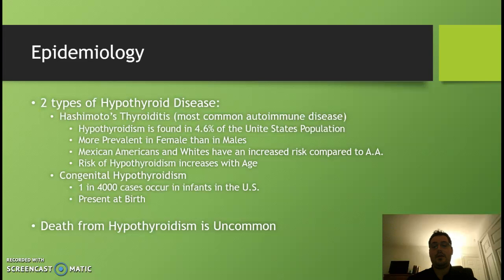Congenital hypothyroidism occurs in 1 in 4,000 cases in infants in the U.S. It is typically due to a reduced amount of iodine in the diet. It is present at birth and causes many congenital problems and growth problems within the baby itself. Death from hypothyroidism is uncommon. It is uncommon due to the ability to counteract it through iodine supplementation and thyroid hormone therapy.